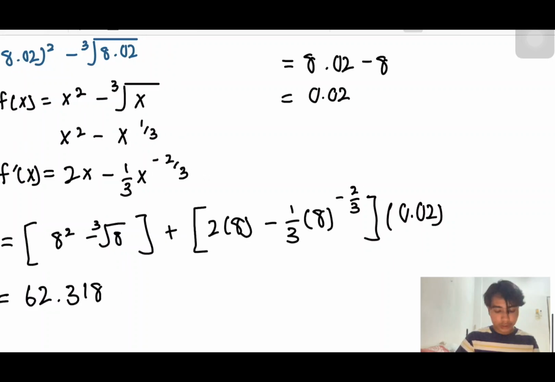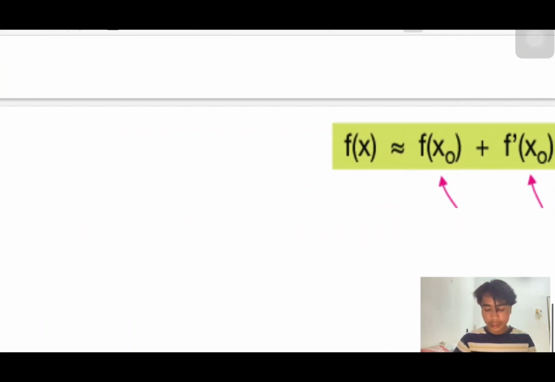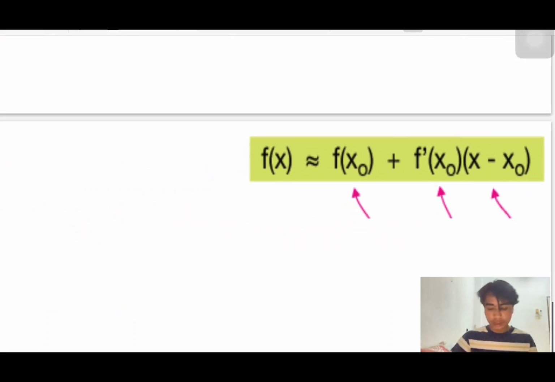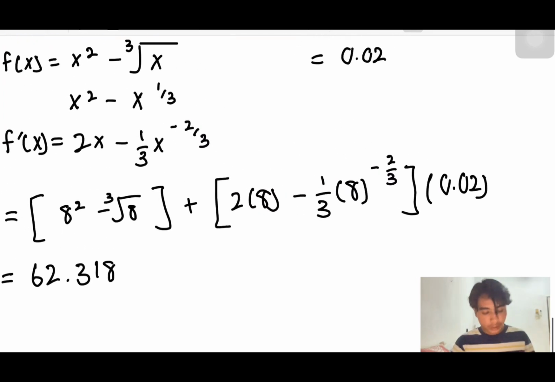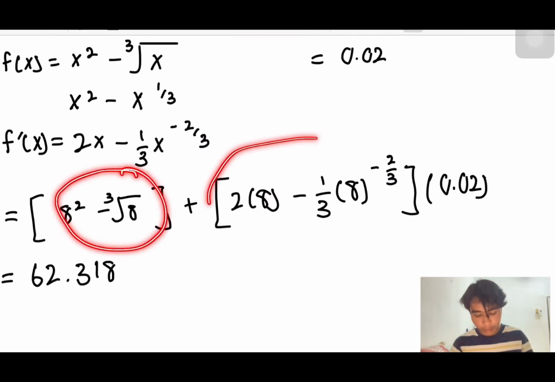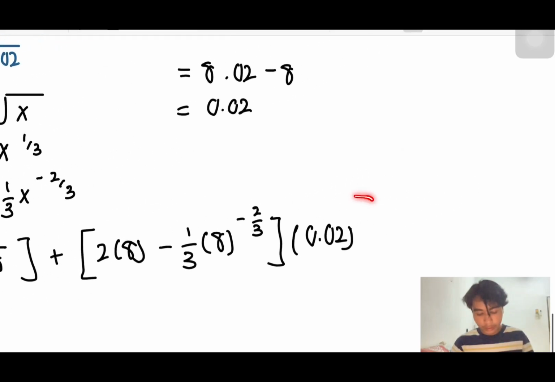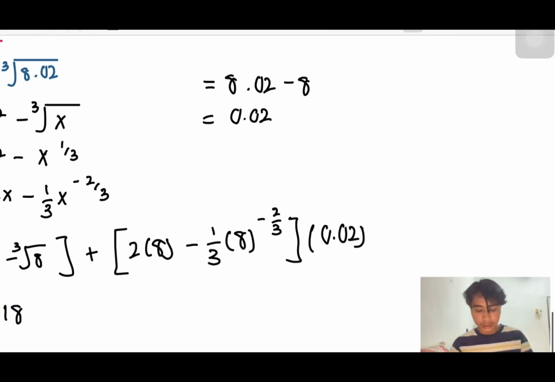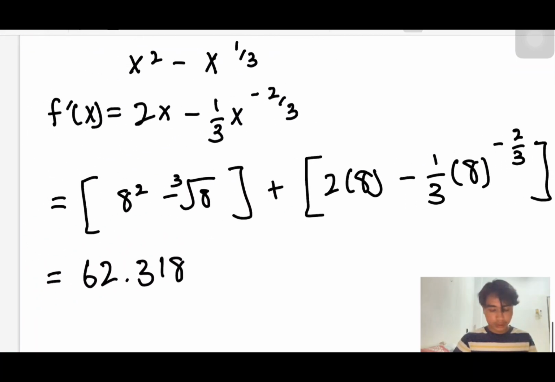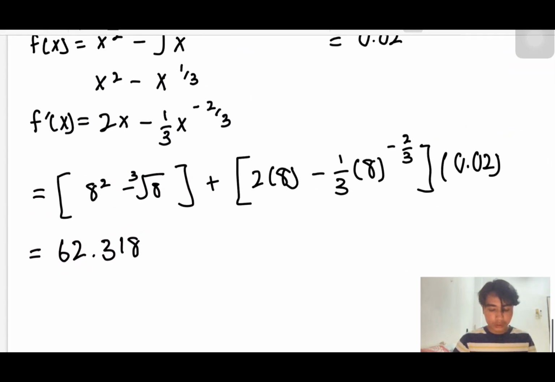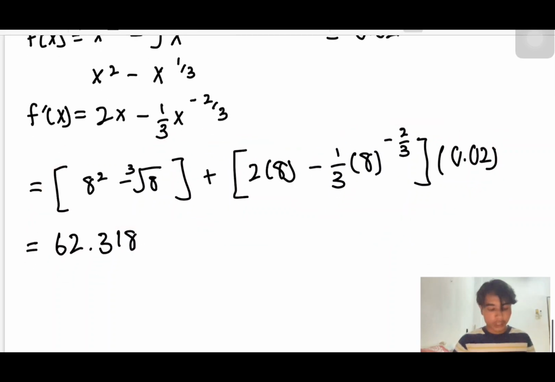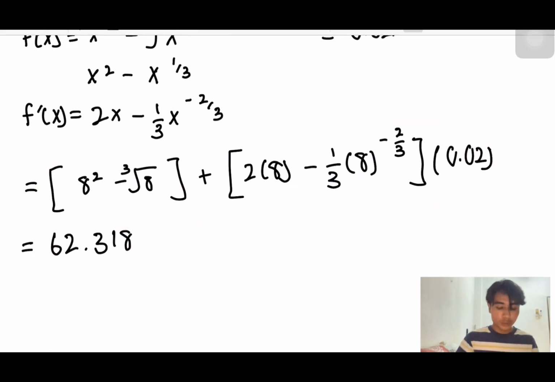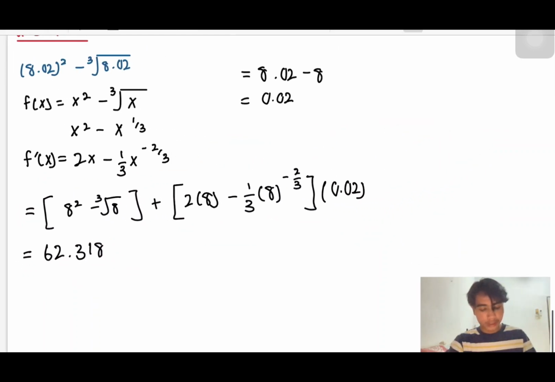So the next step is to use this formula, which is the linear approximation formula. This is f(x), and this is f prime x, and this is the previous value minus the new value. So substitute all of this in a calculator, and we will have the answer here, 62.381. And that's all.